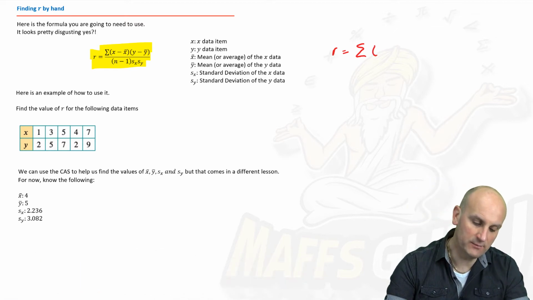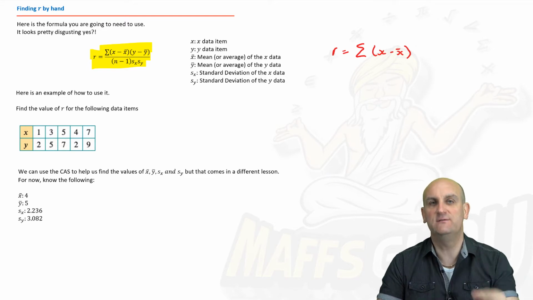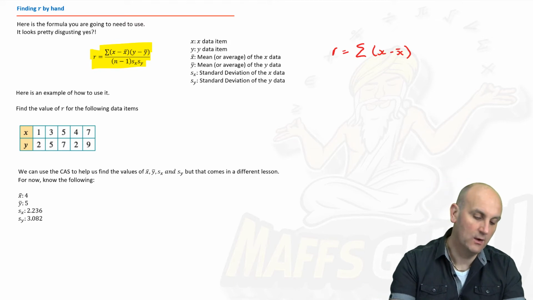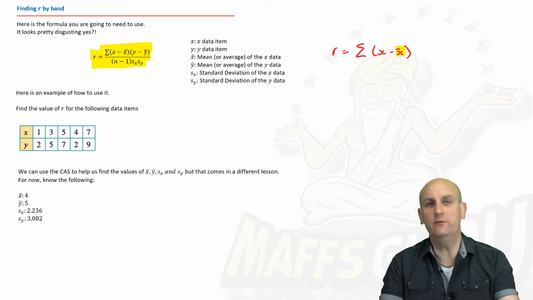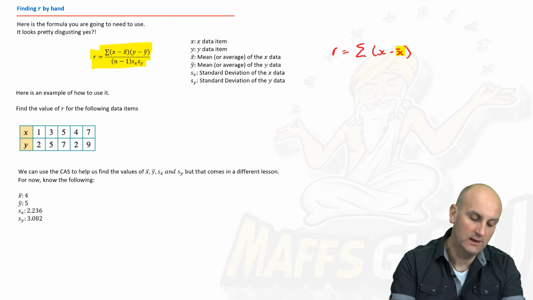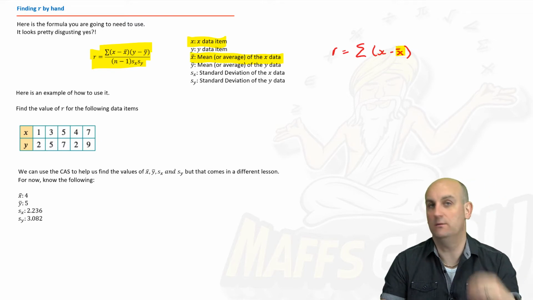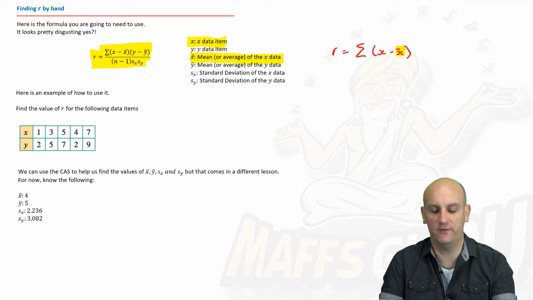I'm going to open a set of brackets and it says x minus x bar. Where we have the letter x, it normally means each individual x data value. So the x stands for the data value. What does this x bar stand for? Well, you've met it before. It means the mean, in this situation the mean of all the x values. So x is an x data item, and x bar is the mean or average of the x data, which we can work out: add them together, divide by how many there are.